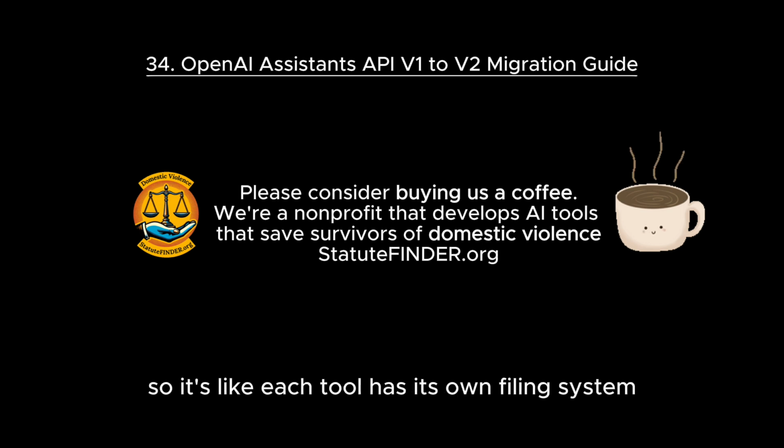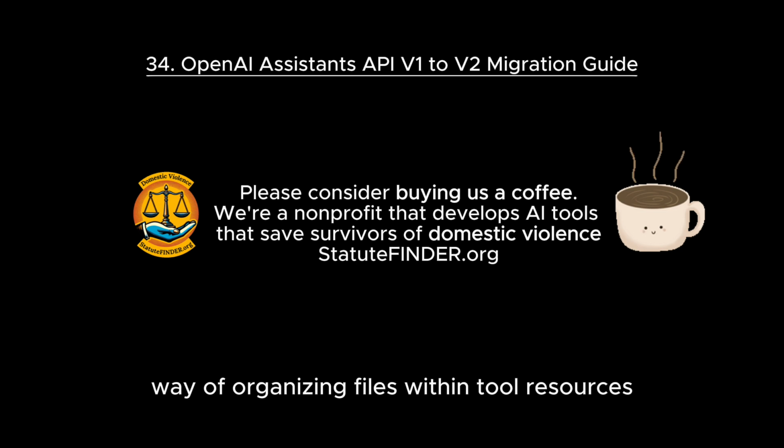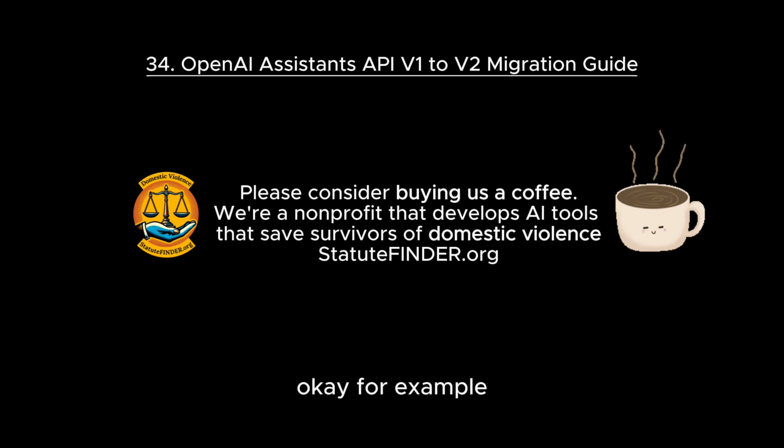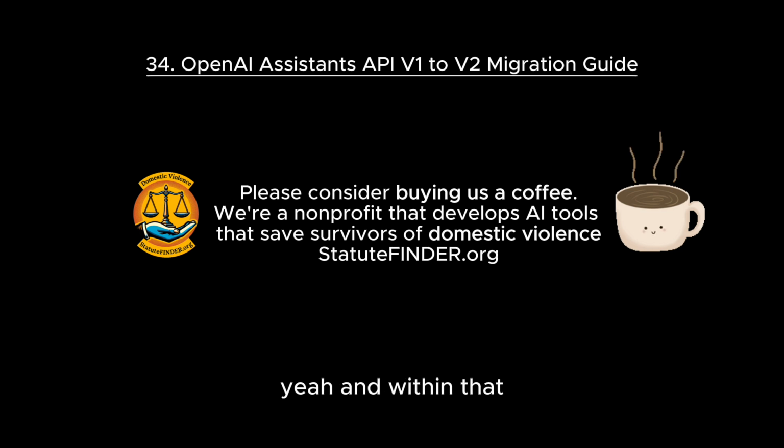So it's like each tool has its own filing system, and vector stores are the cabinets specifically for the file search tool. Precisely. And each tool has its specific way of organizing files within tool resources. For example, the code interpreter tool, which allows you to execute code directly within the OpenAI environment, has its own designated area within tool resources for managing code files. So tool resources is like the main hub, and within that, each tool has its own little compartment for managing its files. That actually makes a lot of sense. It's like organizing a workshop. Each tool has its designated spot. That's a great analogy.